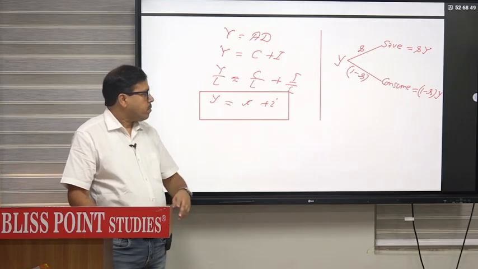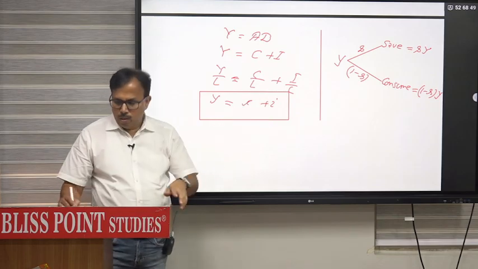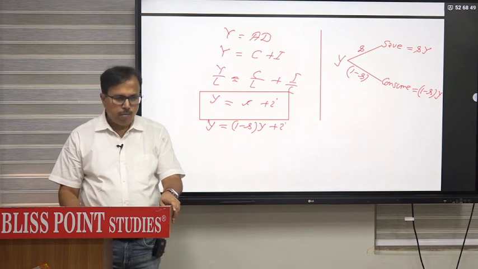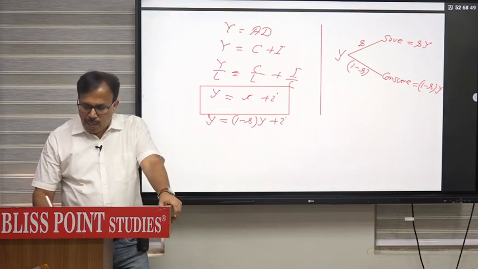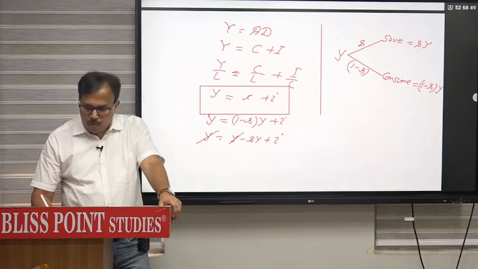ठीक है, तो मैं यहाँ कंजम्पशन की जगह क्या लिखूँ? 1 minus s into y. So just write that: in place of C you write 1 minus s into y plus I. ठीक है, एक्सपैंड करेंगे तो क्या हो जाएगा, small y is equal to small y minus small s y plus I. ये y एक्चुअल में कैंसिल आउट हो गया. So what is left, small s y is equal to I.